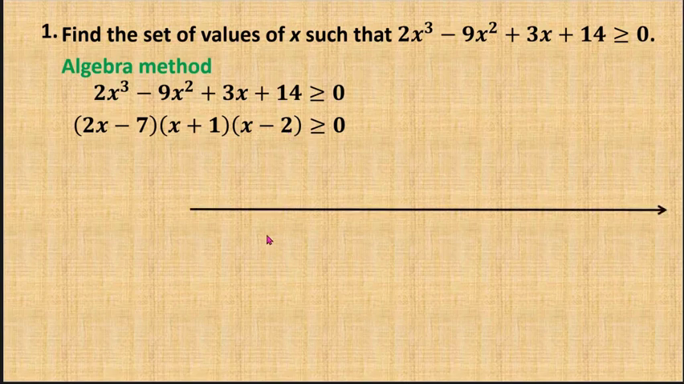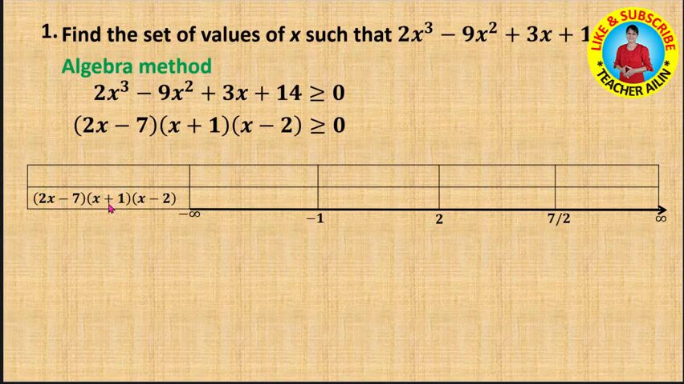Now I'm going to mark these 3 different roots on a number line from -infinity up to +infinity. Notice that the number line has been divided into 4 regions. The first one is from -infinity to -1. The second region is from -1 to 2. The third region is from 2 to 7/2. And the fourth region is from 7/2 to +infinity. For each region, I'm going to test the value of the polynomial.